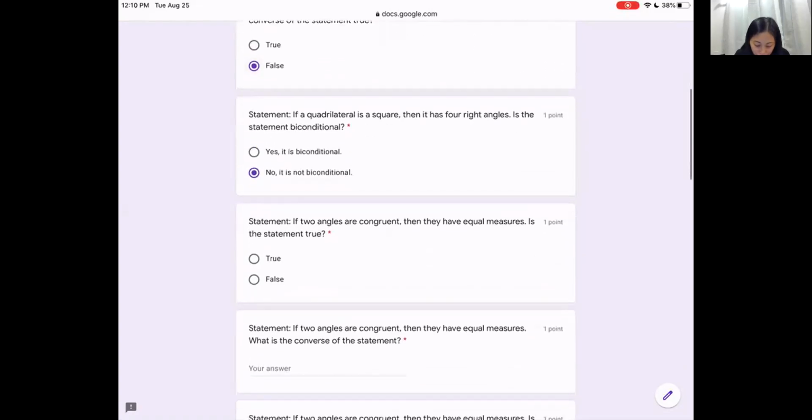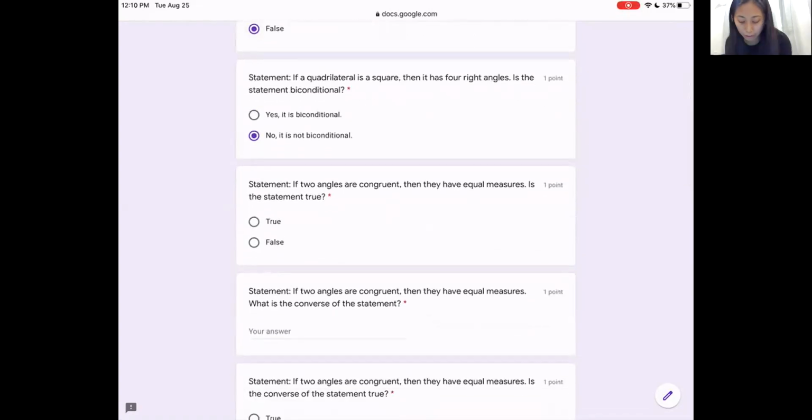Okay, now we're on to if two angles are congruent, then they have equal measures. Is this statement true? Congruent means you have equal measures, right? Yes. So this statement is true. It's true. Good. True.